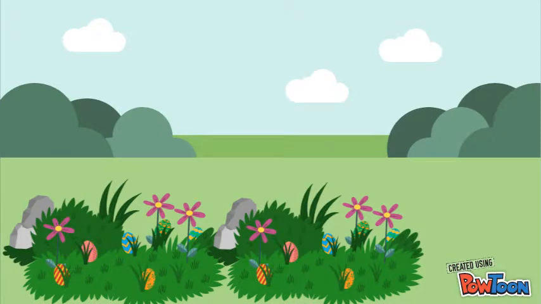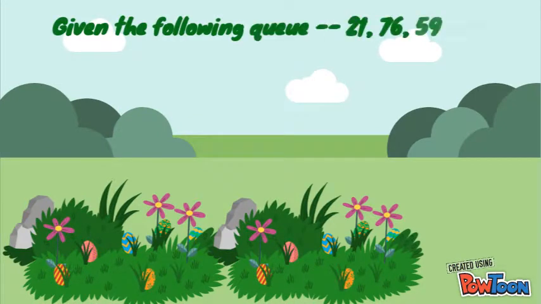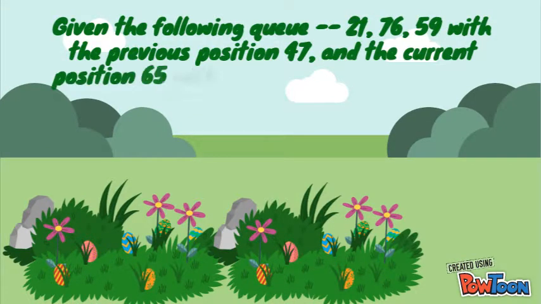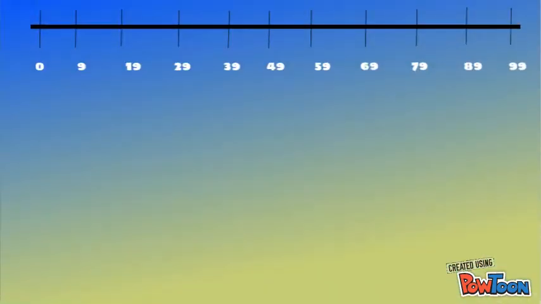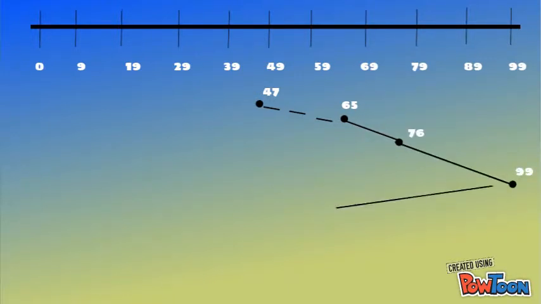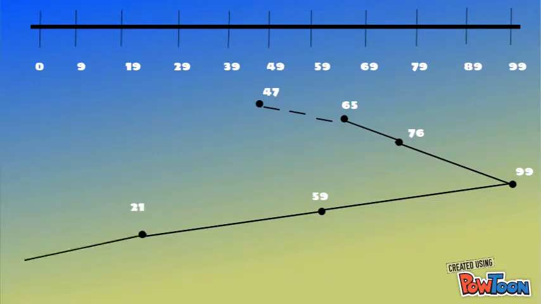Given the following queue, 21, 76, 59, with the previous position 47 and the current position 65, with a given seek rate of 3 milliseconds. This approach works like an elevator does. It scans down towards the nearest end, and then when it hits the bottom it scans up, servicing the requests that it didn't get going down. If a request comes in after it has been scanned, it will not be serviced until the process comes back down or moves back up.